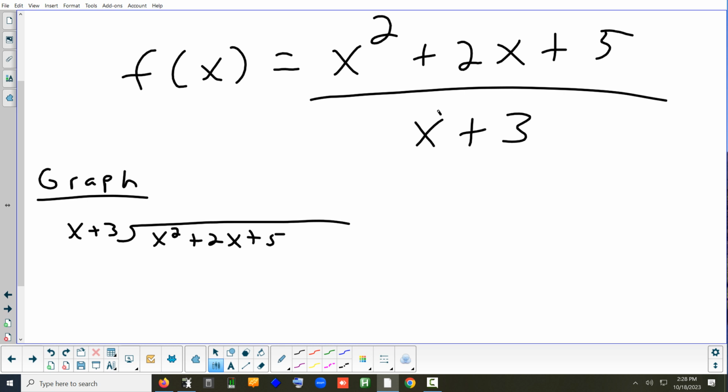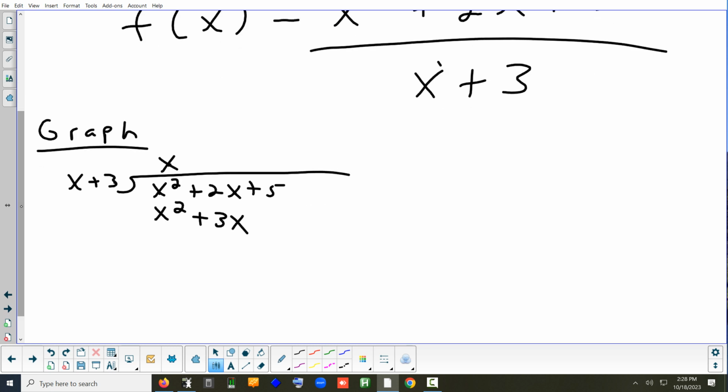Okay. What do you get when you divide x into x squared? Yep. Just x. Multiply it back out. What's x times x? X to the second. What's x times 3? Yes. 3x. And what do we do with these columns? Subtract. X squared minus x squared is gone. What's 2x minus 3x? Negative 1x. You can bring down the 5, but it doesn't matter because we're not going for the remainder. What's negative x divided by x? Negative 1.